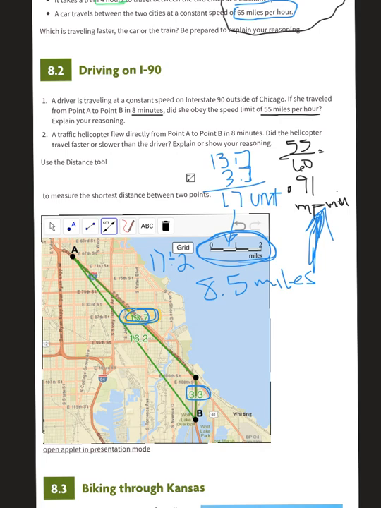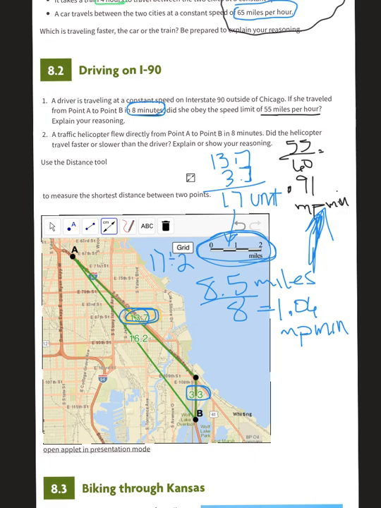So in the problem, it tells me 8 minutes. So if I go 8.5 divided by 8, I get 1.06. So she was going 1.06 miles per minute. So was she obeying the speed limit? No, she was not obeying the speed limit. She was speeding. If you multiply that by 60, she was going about 64 miles an hour.